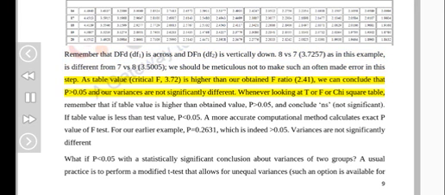As the table value, critical F, 3.72, is higher than our obtained F ratio, 2.41, we can conclude that P is greater than 0.05 and our variances are not significantly different. Whenever looking at a t or F or chi-square table, remember that if the table value is higher than the obtained value, P is greater than 0.05, and conclude that it is not significant. If the table value is less than the test value, P is less than 0.05.